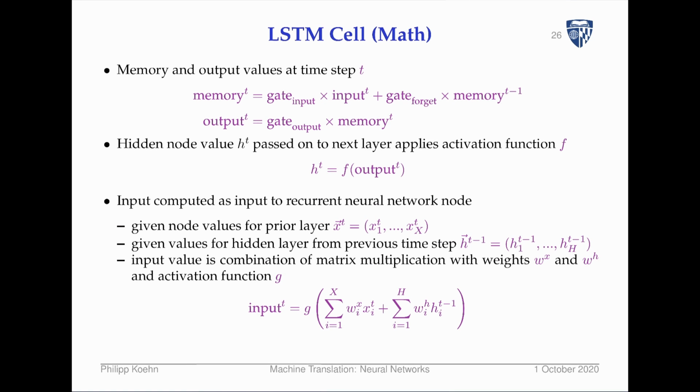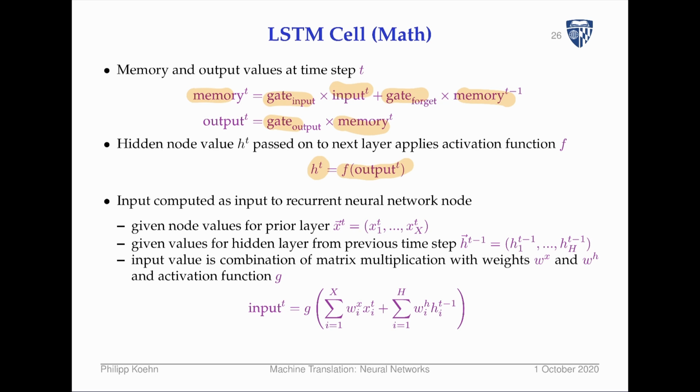value. So literally the calculations here are: input gets scaled by a gate and memory gets scaled by a gate, for instance, to update the memory, and here the output gets scaled by the output gate. So you need to have these gate values somehow. And then we have to compute the hidden node value that is passed to the next layer here. That's just the activation function that is applied over this output value.